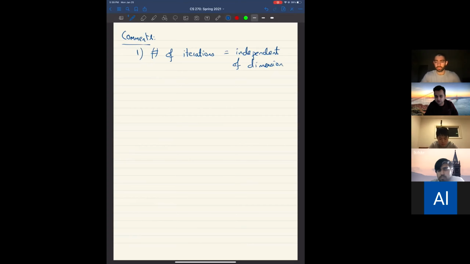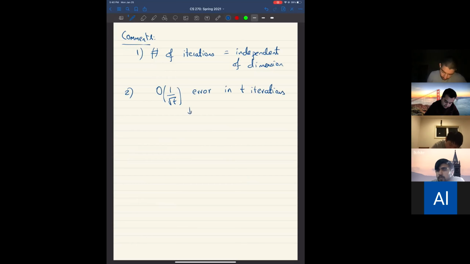So for example, you could be doing gradient descent over the space of functions over the real line, which is an infinite dimensional space, and the same bound would hold. That's a very nice property to have. The convergence bound we got was order 1 over root t convergence, right? So order 1 over root t error in t iterations. This is actually tight, as in this is optimal for Lipschitz functions.